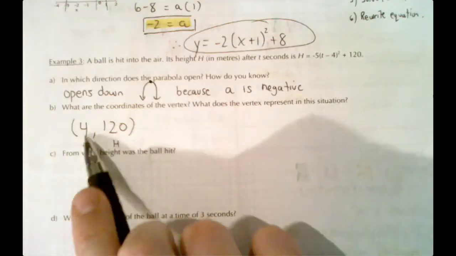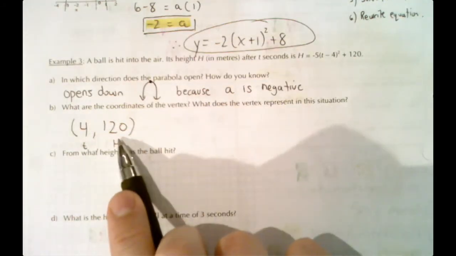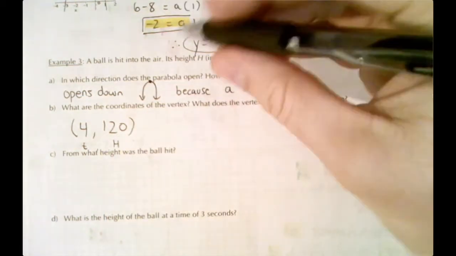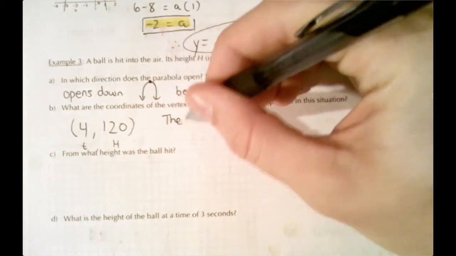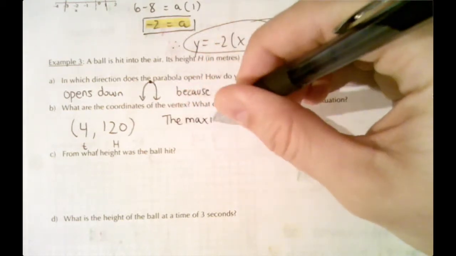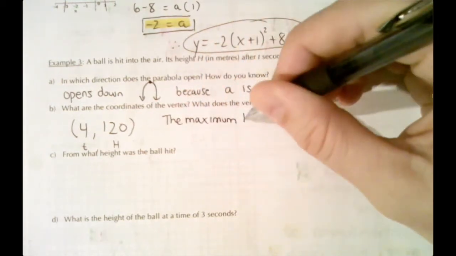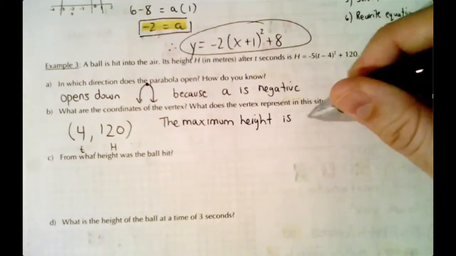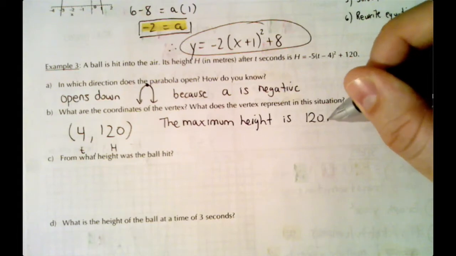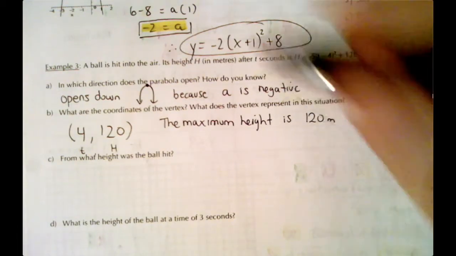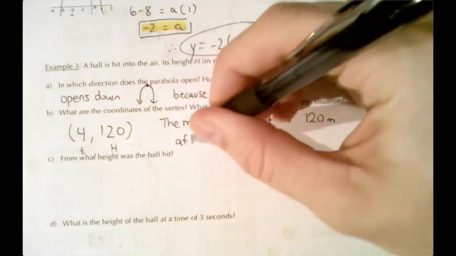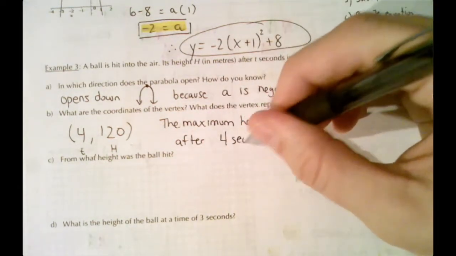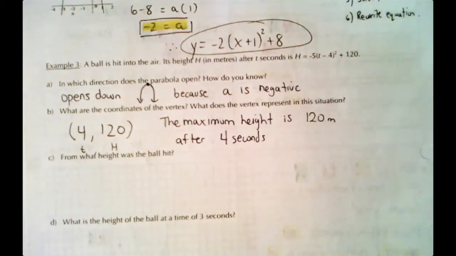Which of these numbers is the height? It would be the 120, because it's the y part, and the y part is the height. So we would say something like the maximum height is 120 meters. And that happens after 4 seconds. 4 seconds after the ball's hit.